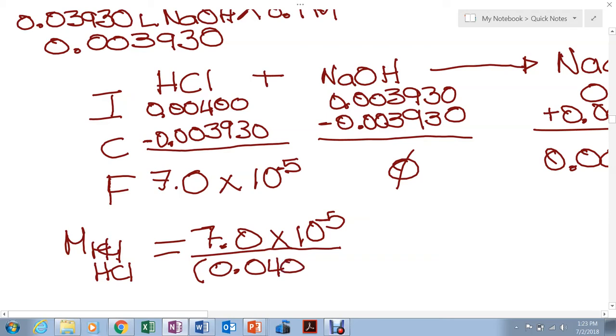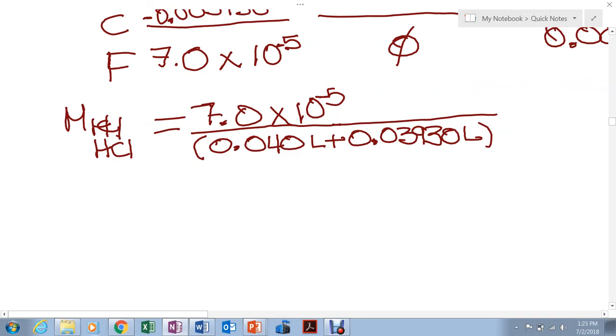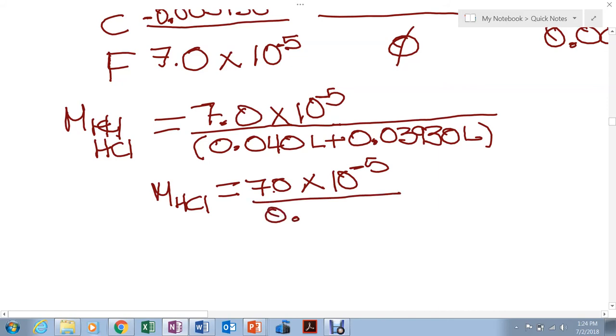0.04 liters plus 0.03930 liters. So the molarity of the HCl would be, let's add the one on the bottom, 7.0 times 10 to the negative 5 divided by 0.0793 liters. Okay, this is smaller moles.